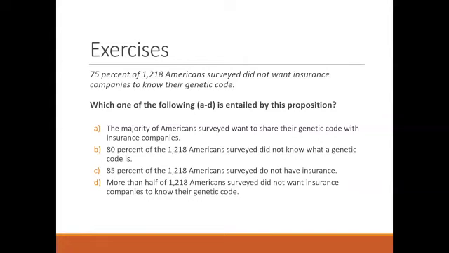D says more than half of 1,218 Americans surveyed did not want insurance companies to know their genetic code. Well, 75% of 1,218 Americans surveyed is more than half. And so if it's true that 75% of 1,218 Americans surveyed did not want insurance companies to know their genetic code, then it must also be true that more than half did not want insurance companies to know their genetic code. Therefore, D is entailed by the proposition on the top. If the proposition at the top is true, D must also be true.